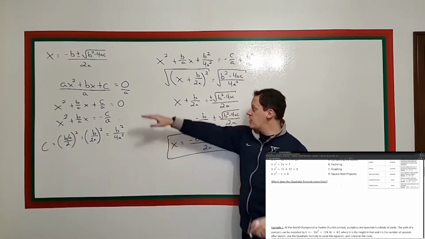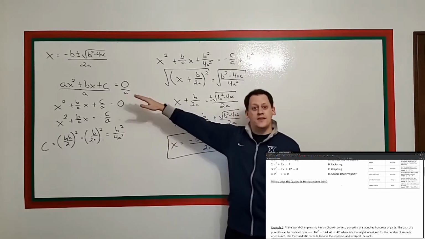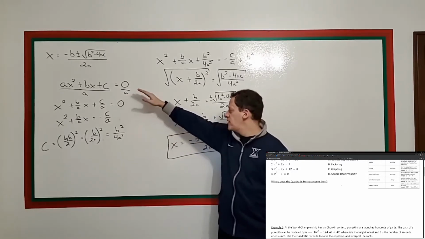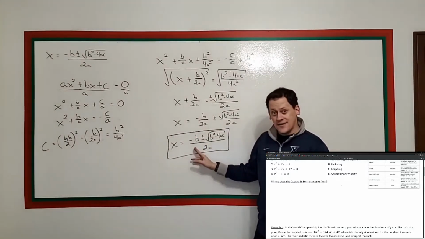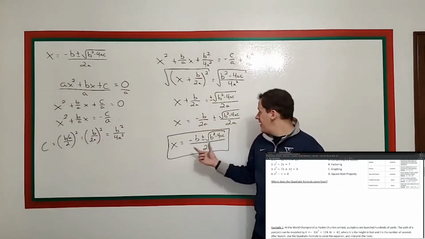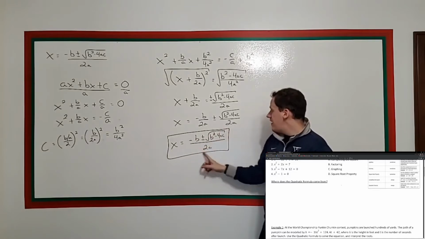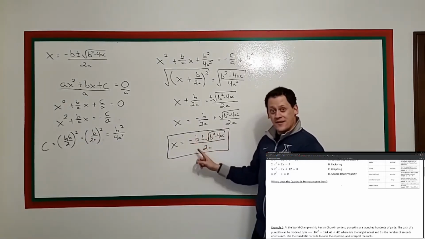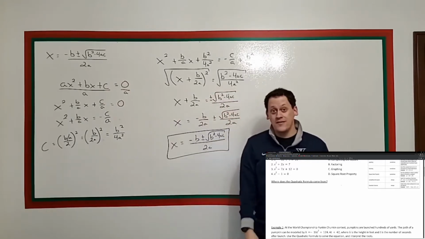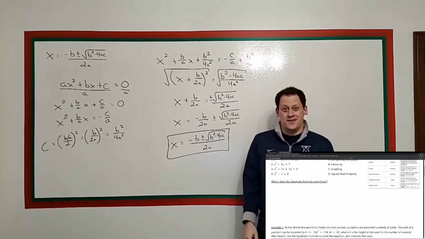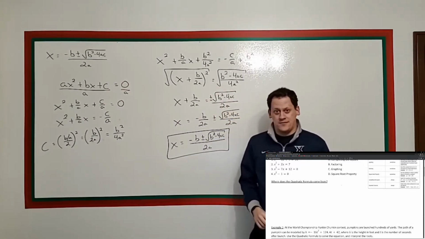Okay? We start with a quadratic equation in standard form. We complete the square and solve for x. That's why it works. These are the values of x that set our quadratic equation equal to 0. They are the solutions. So that's how it works.